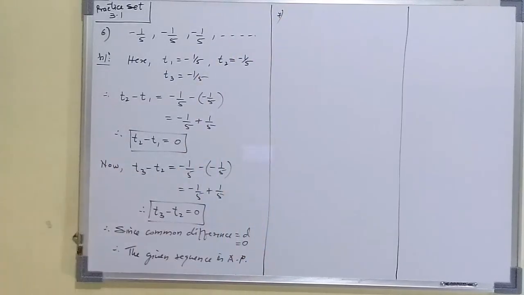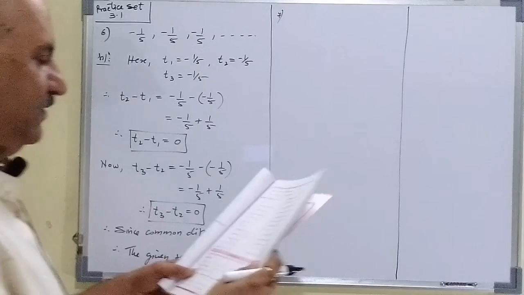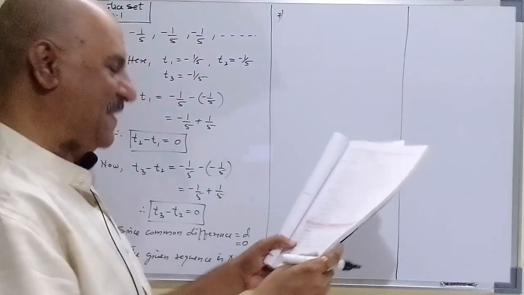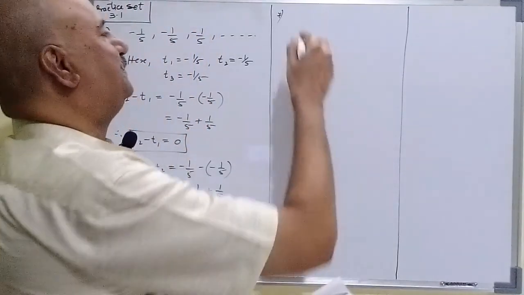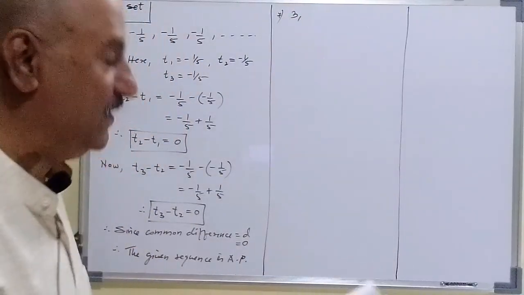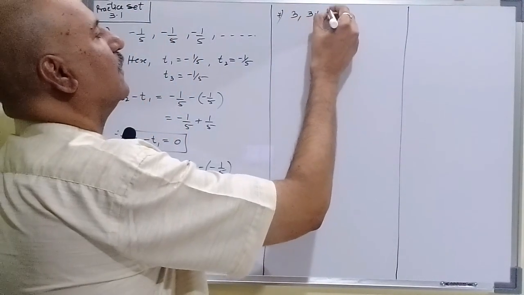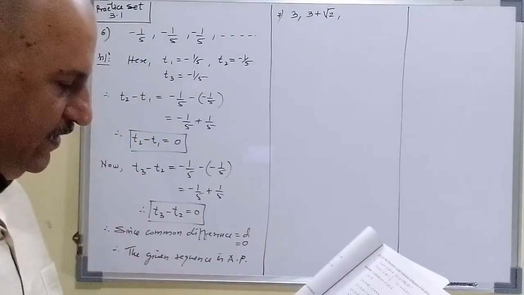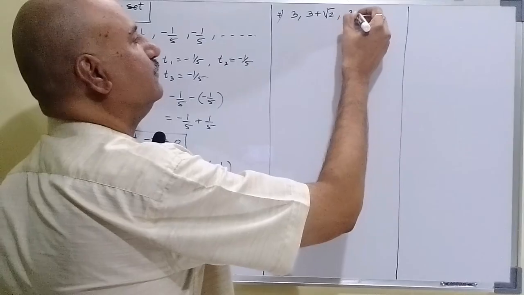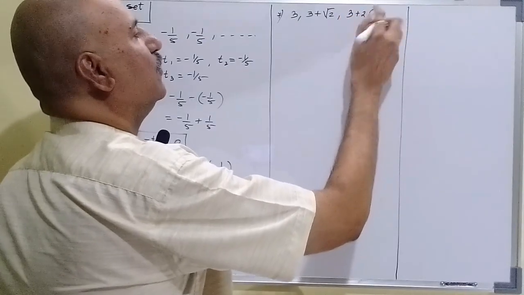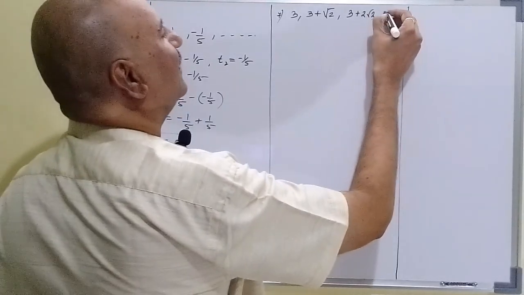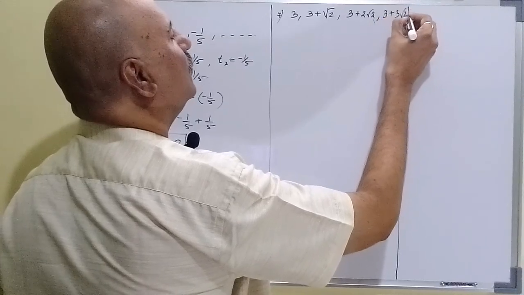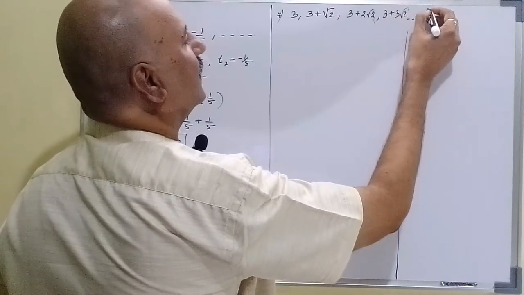We go to question number 7. Question number 7 क्या है भाइयों? Let's see. 7th is 3, 3 plus root 2. उसके बाद क्या है? 3 plus 2 root 2. उसके बाद होगा 3 plus 3 root 2, and so on. ये सीक्वेंस है.